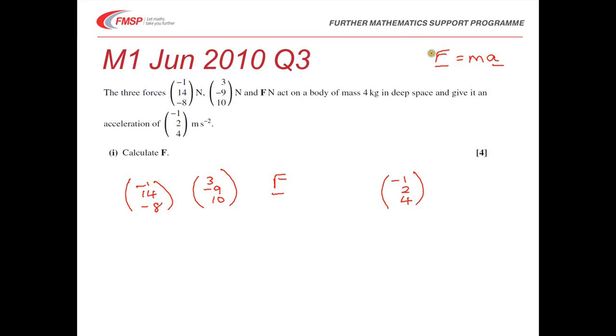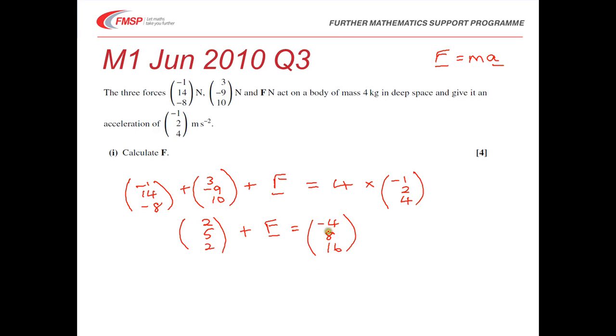So this F here doesn't mean the F in our question, but it means the resultant force. So what we need to do is add these together to get the resultant force, and that will be equal to the mass multiplied by the acceleration. So let's work that out. These two vectors here, well, they'll add together to give 2, 5, 2. So 2, 5, 2 plus F equals, multiply this by 4, we get minus 4, 8 and 16.